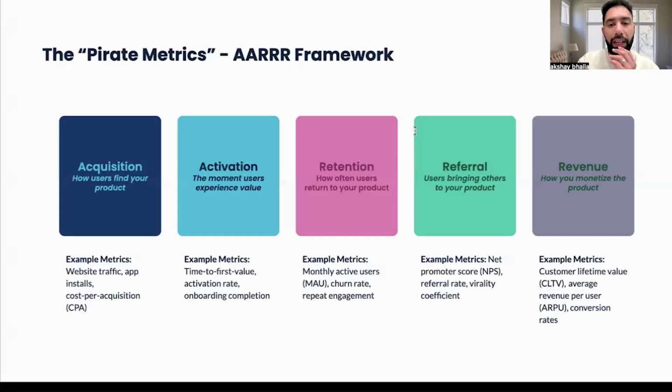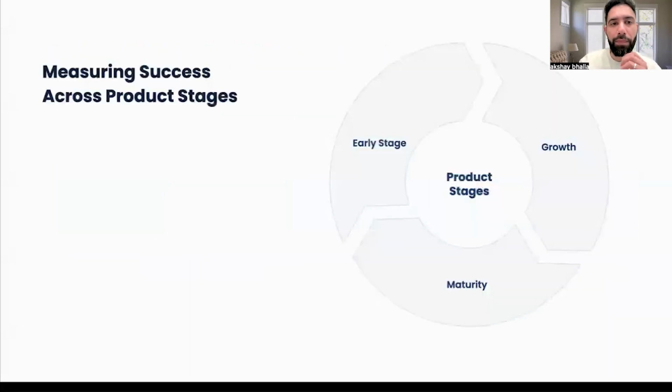Okay. Now let's talk about how this framework fits into different product stages. Let's start by discussing what these product stages are. Broadly, there are three main product stages: early stage, growth stage, and maturity. I know there can be more. There can be some in early growth, there can be some in early maturity. But at a high level, every product can be placed into one of these stages.